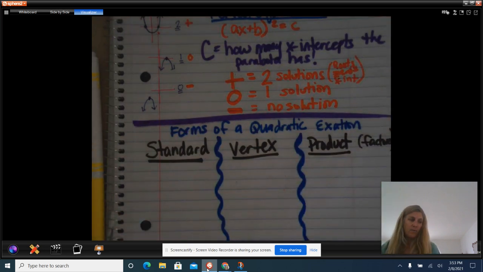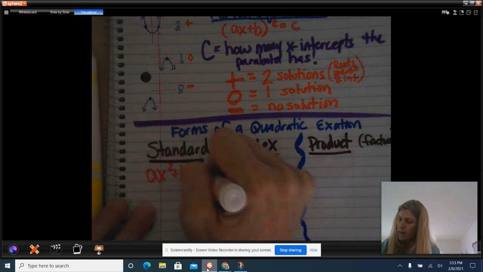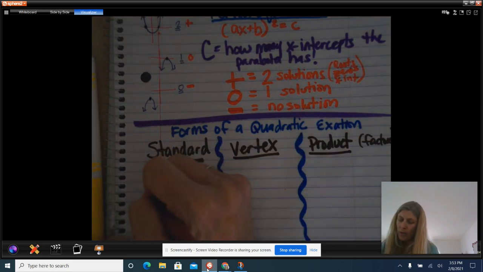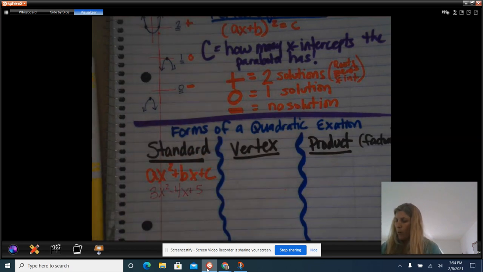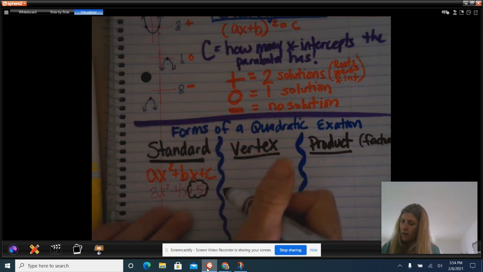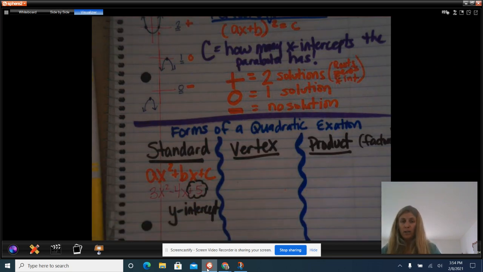So in standard form, we know it's ax squared plus bx plus c. And an example of that is something like 3x squared minus 4x plus 5. Now, why is this useful for us? It's useful because of the c. This right here is our y-intercept. So if we just look at the equation, we can look at that plain number and know that we can plot that on the y-axis.